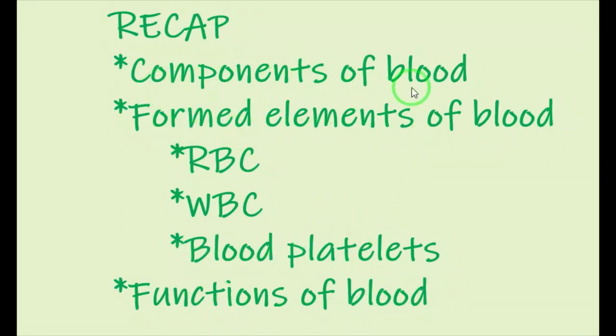Components of blood, two: plasma and formed elements. Formed elements are classified into three: RBC, WBC, blood platelets. WBC has two types: granulocytes and agranulocytes. Granulocytes are classified into three types: neutrophils, basophils and eosinophils. Agranulocytes, two types: monocytes and lymphocytes. Then the third formed element, blood platelets. Then the last one, functions of blood. So these are the topics we have completed today.